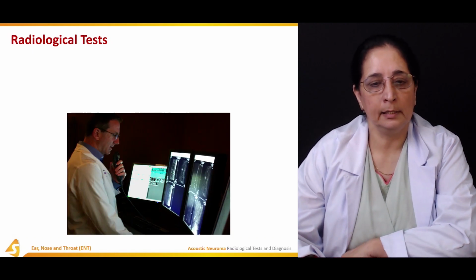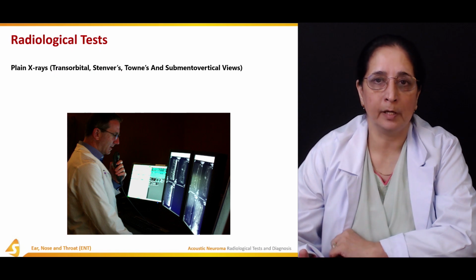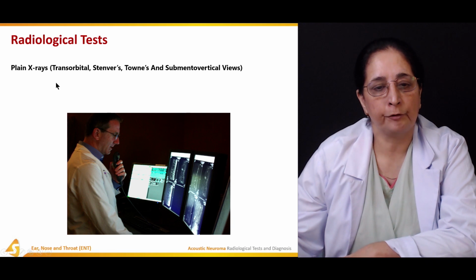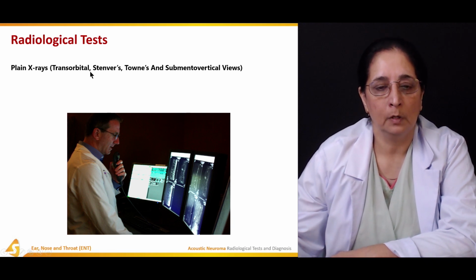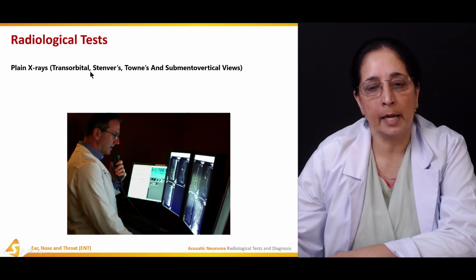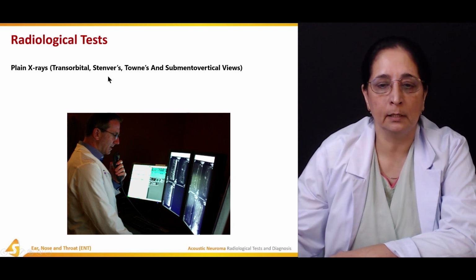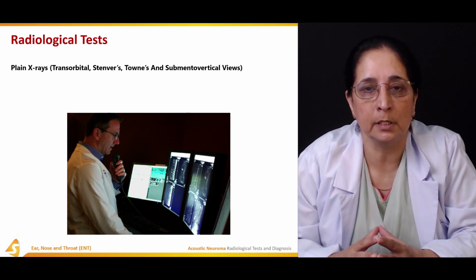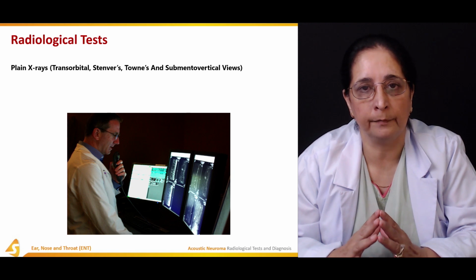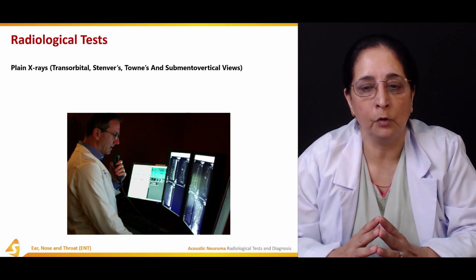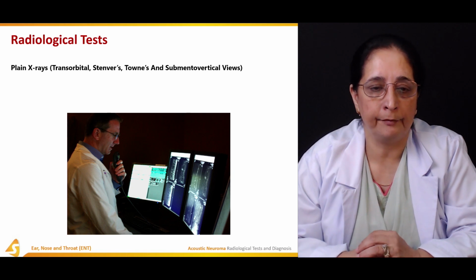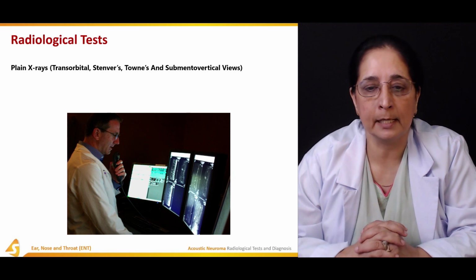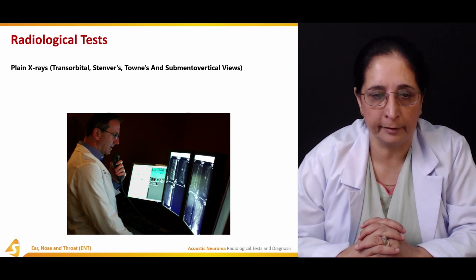So, among the radiological tests, plain X-ray can be done in three views. We have the trans-orbital view, Stenvers view, and submento-vertical view. Plain X-ray can be done for the examination of acoustic neuroma, in these three different views: trans-orbital, Stenvers, and submento-vertical views.